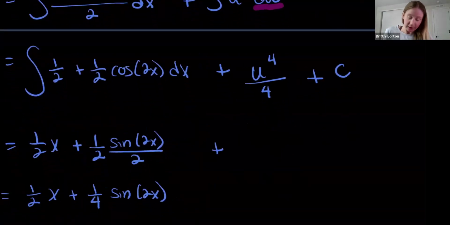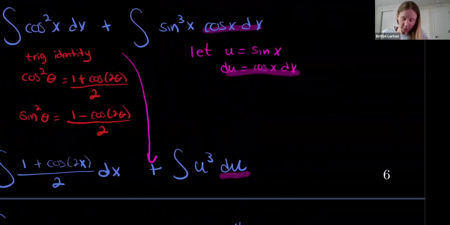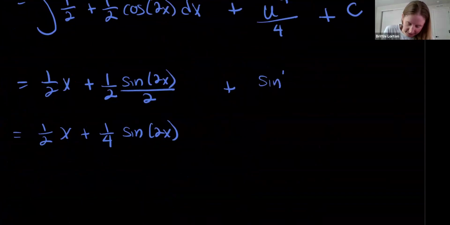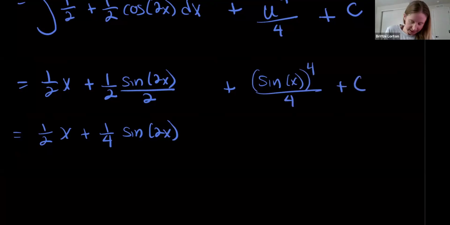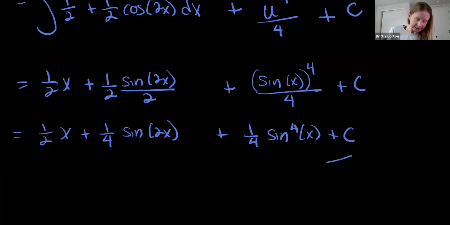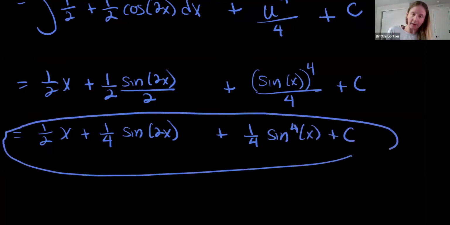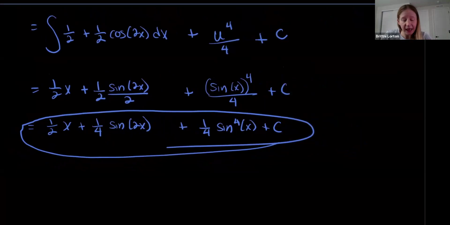And then, of course, my u in that u sub. If I were to go back and look, my u was sine. So that becomes sine of x to the power of 4 over 4 plus c, which you can write as 1/4 sine to the 4th of x plus c as the final answer, combining both of them. Ta-da!